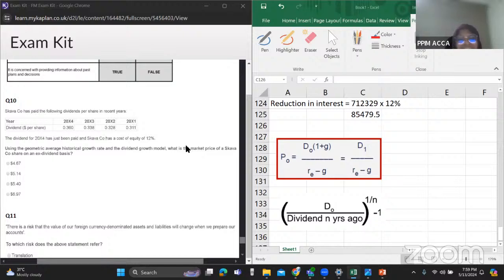I prefer to use K because R is a term that we use everywhere. For example, even in present value, it's 1 over 1 plus R to the power n, where that R is the interest rate. So here we don't want to get confused by putting a simple R. Better to use K. We don't use K anywhere else in the syllabus except for cost of equity, cost of debt.